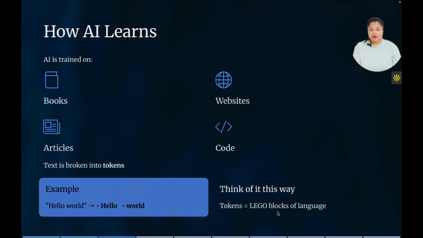Now here's something important. AI doesn't read words like we do. It breaks the text into small pieces called tokens. I hope you have heard this term tokens everywhere around. Now let's understand it. For example, "hello world." It considers it as "hello" and then "world," so two tokens. These tokens can even be smaller sometimes. Think of tokens like Lego blocks of language. The AI doesn't see the full sentence. It looks at these small blocks and learns how to arrange them.